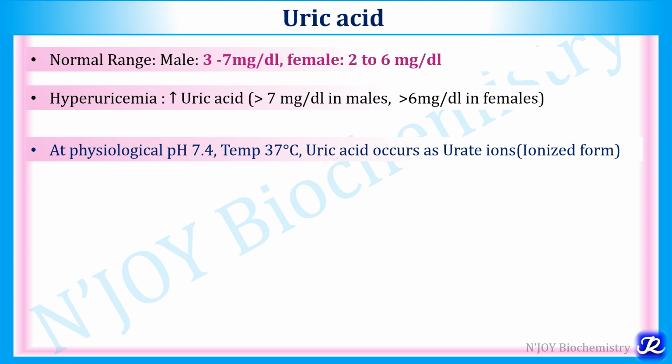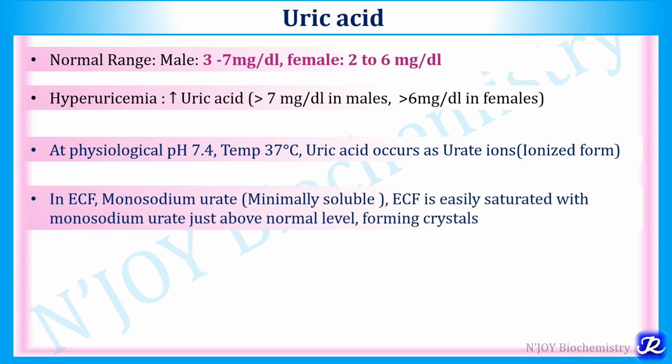At physiological pH of 7.4 and temperature 37 degrees centigrade, uric acid occurs as urates, that is the ionized form of uric acid, and in the extracellular fluid the monosodium urate crystals are formed because sodium is the major cation present in the extracellular fluid, so urate is present as monosodium urate and it is minimally soluble. So ECF, that is extracellular fluid, is easily saturated with the monosodium urate just above the normal level. So if there is hyperuricemia, there is tendency to form the crystals, and these crystals get precipitated and get deposited in the synovial fluid in the joints, leading to gouty arthritis.